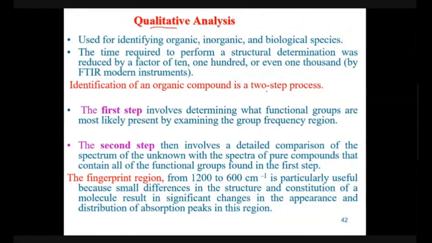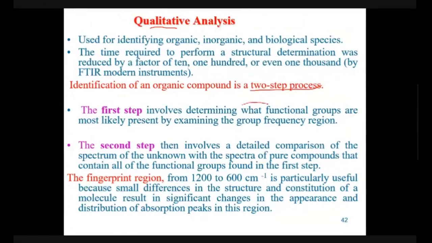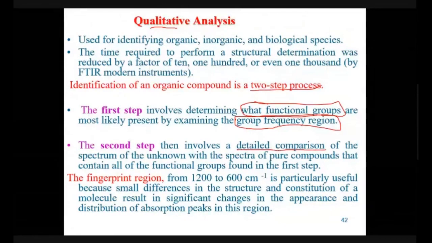Identification of an organic compound is a two-step process. Step 1 involves determination of what functional groups are most likely present by examining the group frequency region. The second step involves detailed comparison of the spectrum of the unknown with spectra of pure compounds that contain all the functional groups found in the first step. So basically here you are analyzing the fingerprint region.